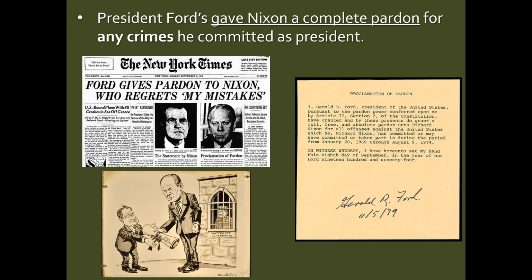Now, what Ford does is he issues a pardon to Nixon for any crimes he committed as president. Okay, any crimes he committed. And you can see the readings right here. It's a full, free, and absolute pardon unto Richard Nixon for all offenses he has committed or taken part in. Okay, so this is just a blanket get out of jail free card.